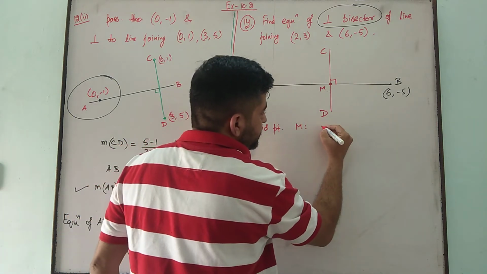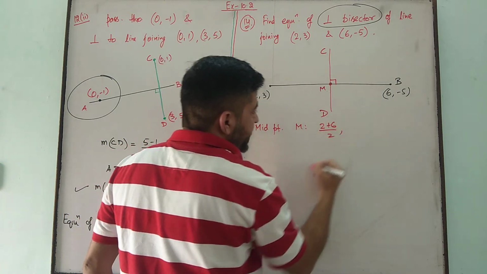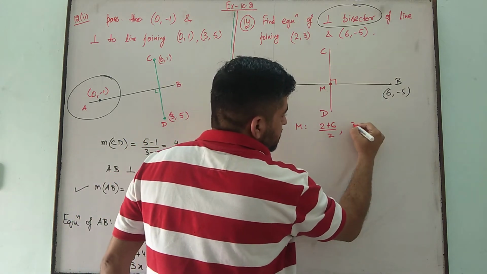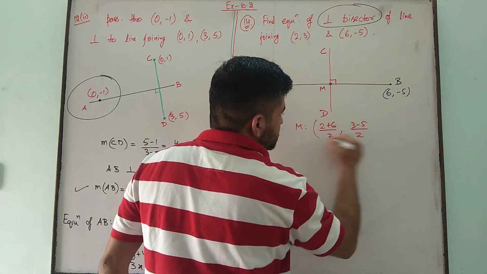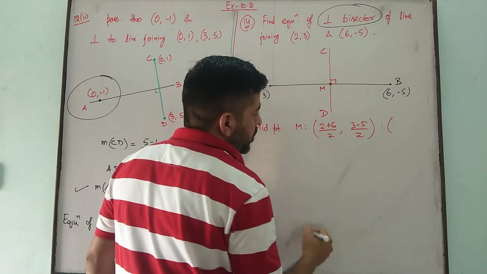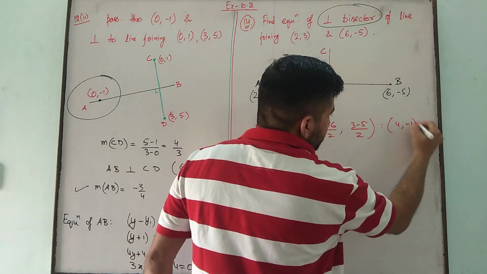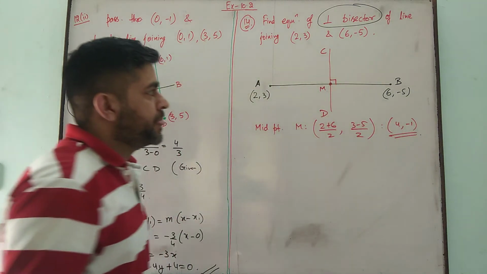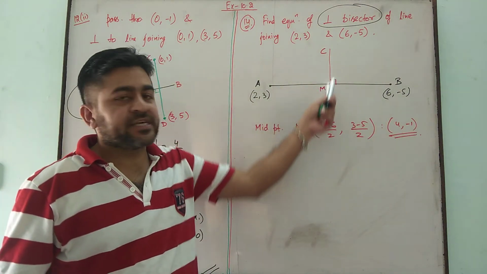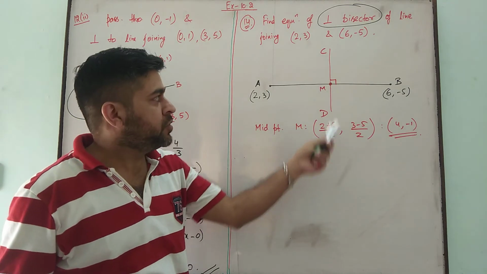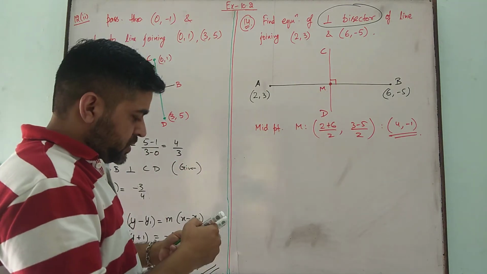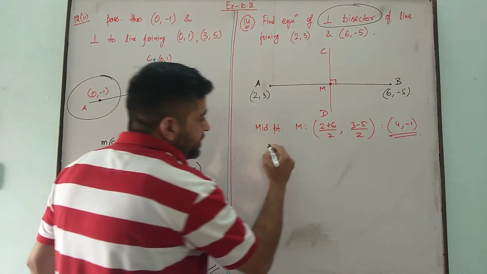Midpoint formula: (x1 plus x2) upon 2, (y1 plus y2) upon 2. So we got it (4, -1) is the point M. And now we need the slope. One point we come to know. Now we need the slope. So slope of AB first.